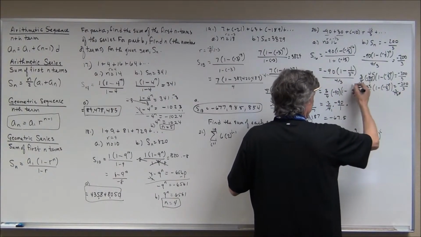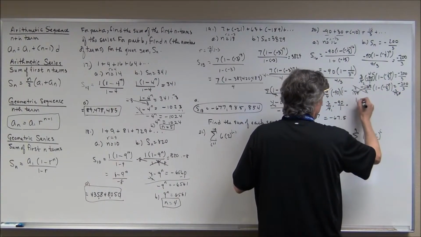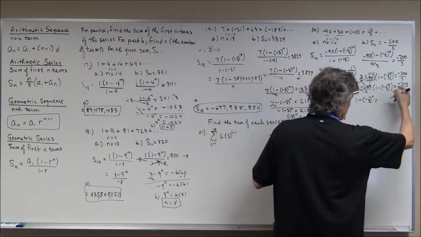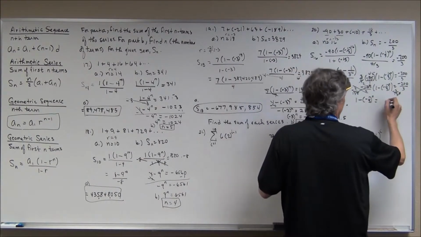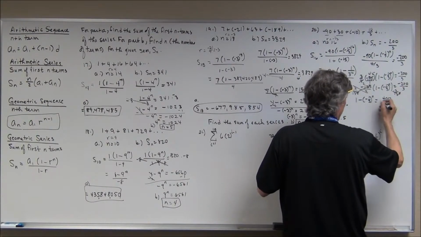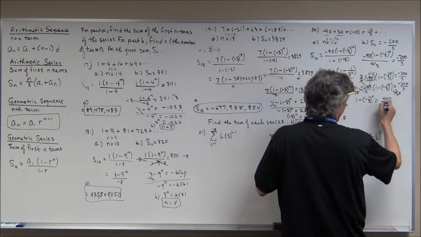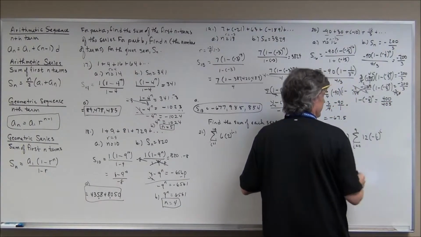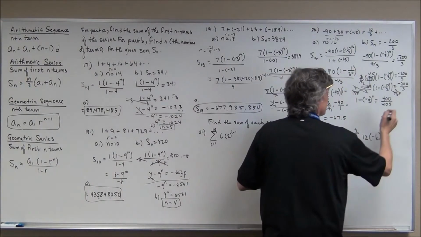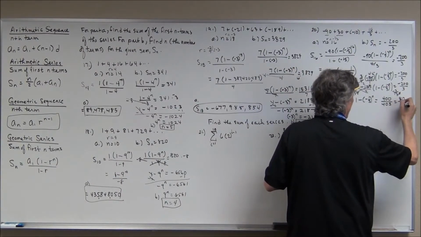All right, so these cancel out. That gives me 1 minus negative 1/3 to the n is equal to this mess. Negative times negative is positive. It looks like 400 numerators all over 405. Well, that turns out to be, let's see, 5 goes into that. This is 80 over 81.